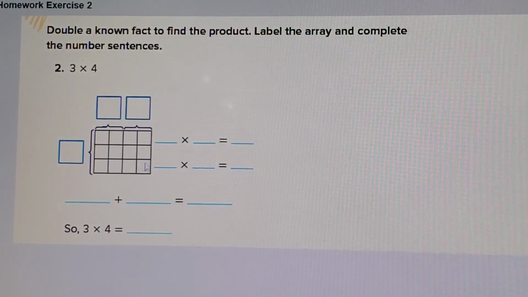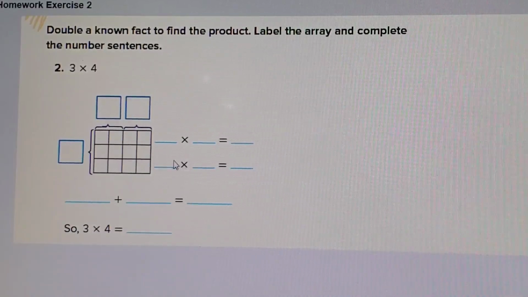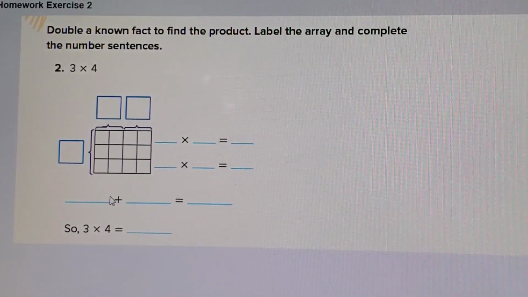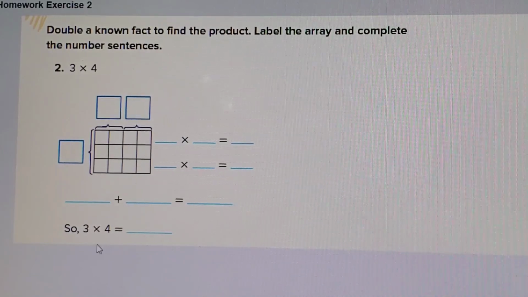Here you have 3 rows of 2. 3 times 2 equals 6. 6 plus 6 equals 12. So 3 times 4 equals 12.